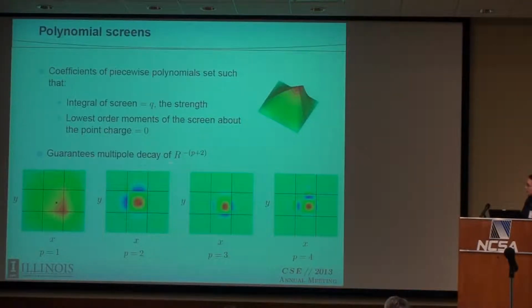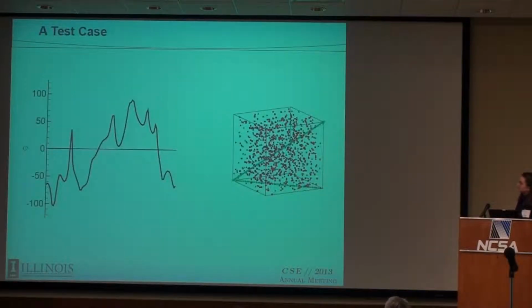And the correlation here is, if your screen is order p, the short range potential is going to decay like 1/r to the p plus 2. So a linear screen would be like 1/r cubed instead of 1/r, etc. And here are just some examples of slices from increasing order of screens, and you can see as you increase the order of p, you can hone in on the location of the charge that you're wanting to screen. So that's why you can get better and better decay, more moments canceled.